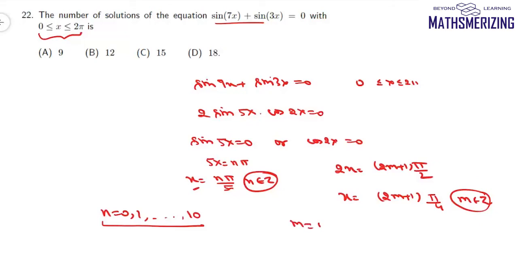Now what about m? So minimum value of m is simply 0, and then it goes all the way up to m equals 3. If I take m as 4, I'll get this as 9 pi by 4, which is greater than 2 pi. So here we'll have 11 values of n, and here we have 4 values for m. So number of solutions will be 11 plus 4, which is 15, and that's your option number C.